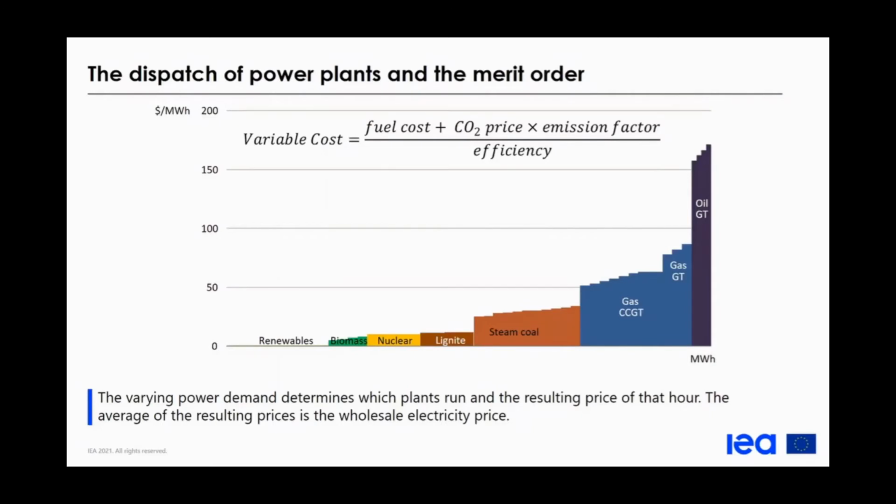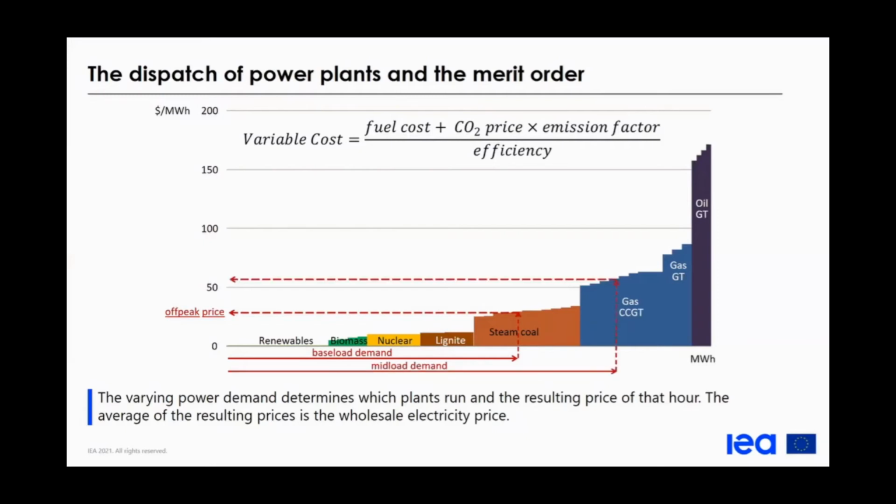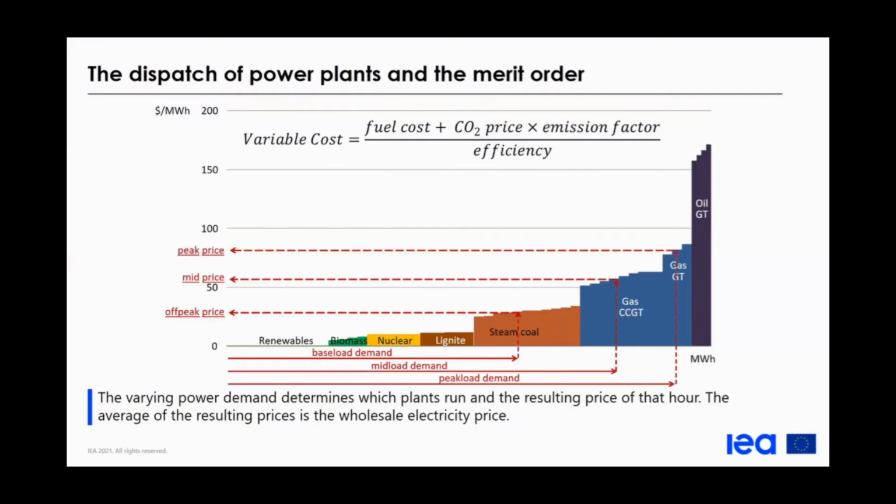This diagram shows the level of electricity demand on the x-axis, and it helps determine which plants will run, and the implication is the price. For example, the off-peak price would be determined mainly by nuclear, lignite, and steam coal during baseload hours, then mid-load, and also for peak load demand. When we average this resulting price over the whole 8,760 hours of a year, we can determine the average annual electricity wholesale price.